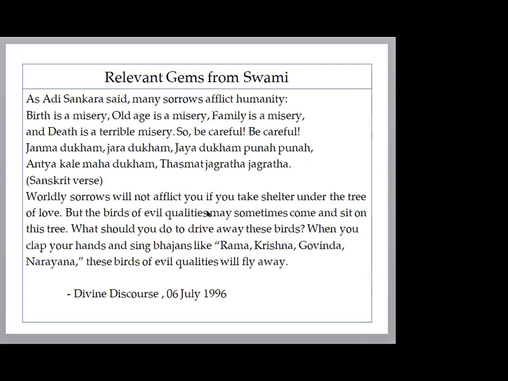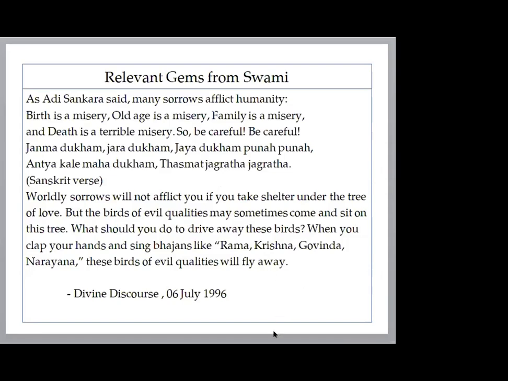Worldly sorrows will not afflict you if you take shelter under the tree of love. But the birds of evil qualities may sometimes come and sit on this tree. What should you do to drive away these birds? When you clap your hands and sing bhajans like Rama, Krishna, Govinda, Narayana, these birds of evil qualities will fly away.